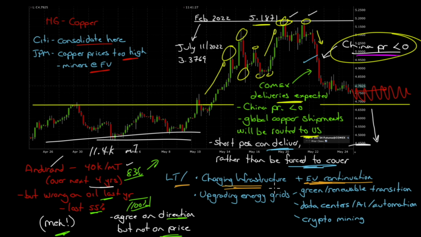Anytime you're moving electrons and not carbon molecules, you need copper. Upgrading the energy grid, green and renewable transition continues on. Data centers, I don't think I need to tell you that story. AI, automation. The world is becoming more and more digital. Those require electrons. Electrons need copper. Crypto mining. I'm not a big fan of the whole crypto space. I don't quite agree with the whole crypto space.